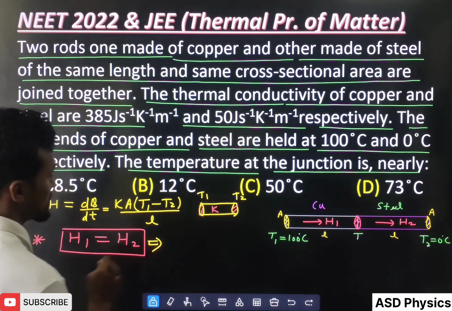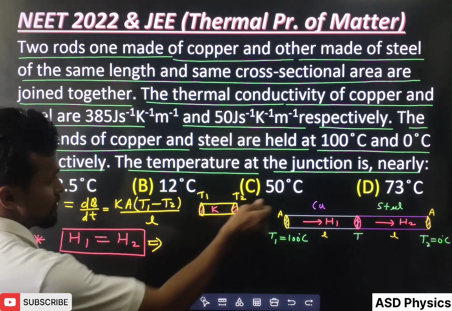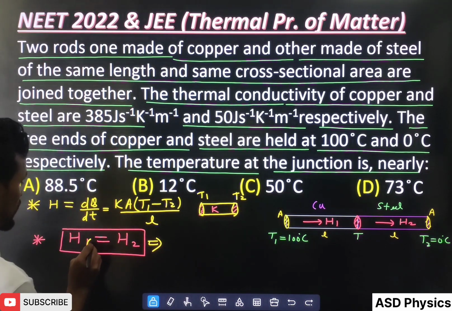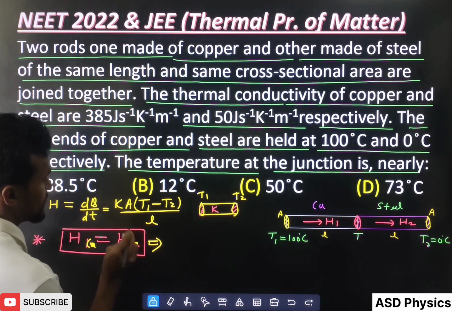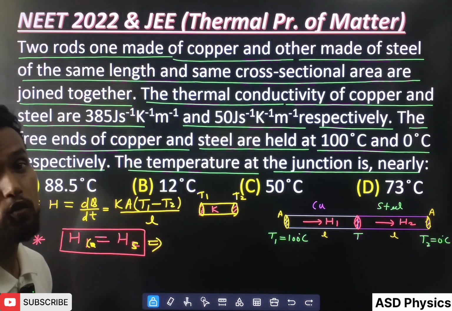After that we'll use the just formula here. Now, so H1, what is the H1? Copper. This is what? Copper. Or I will use just the term Hc. Second one, what is there? Steel. So I will use the term here Hs. So Hc is equal to Hs.